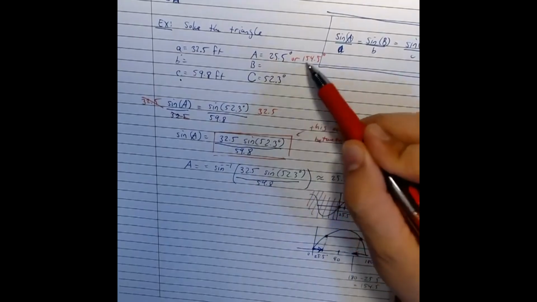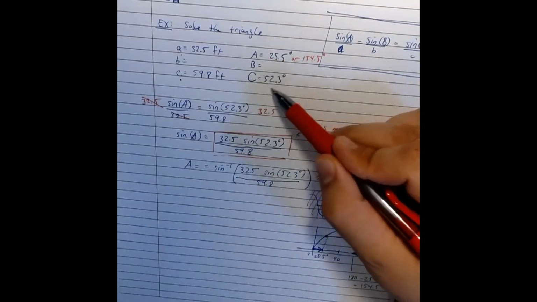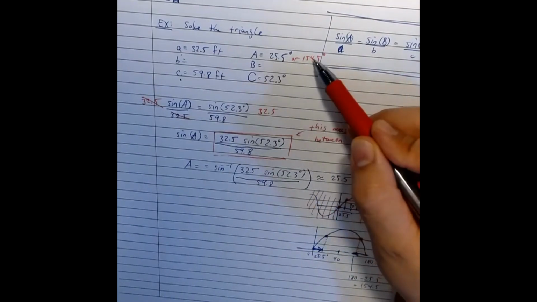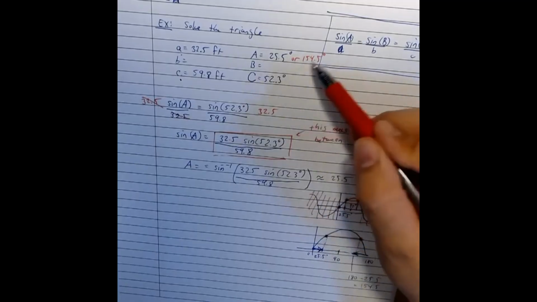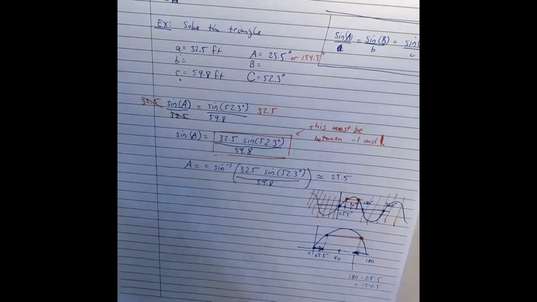But if you add these two together, here you know for a fact that's the right angle, because that was given to you. If you add these together, that's 206.8. That's already too big. So that's how you check the ambiguous case.